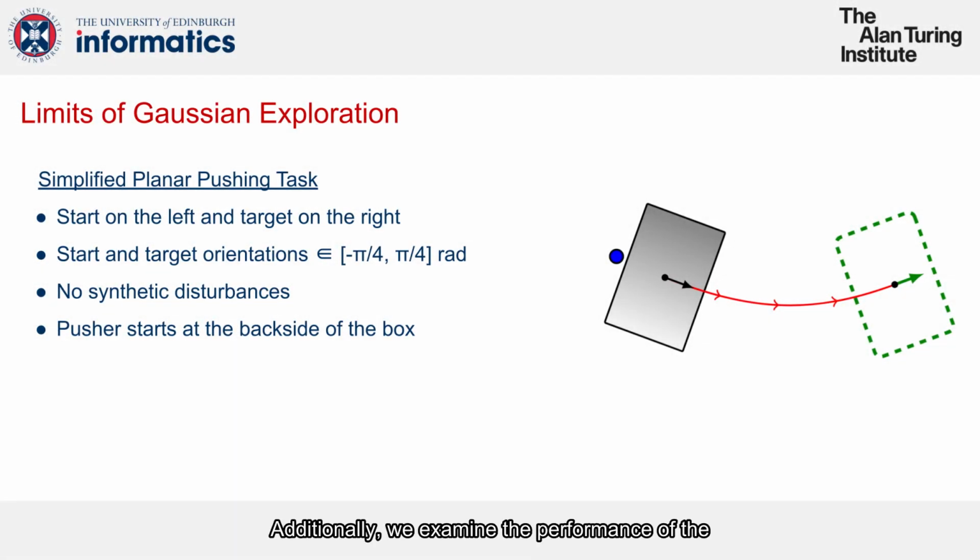Additionally, we examine the performance of the policies with Gaussian exploration on a simplified planar pushing task, where the box starts on the left, the target is on the right, and the starting and target orientations are constrained within a range of pi-half radians. We remove the synthetic disturbances and make the pusher start at the backside of the box, the natural pushing phase in this scenario.